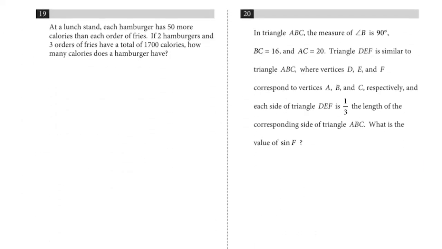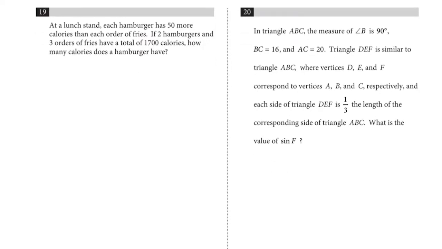Moving on to question 19. At a lunch stand, each hamburger has 50 more calories than each order of fries. If 2 hamburgers and 3 orders of fries have a total of 1,700 calories, how many calories does a hamburger have? All right. So if each hamburger has 50 more calories than each order of fries, that means h equals 50 plus f. And if 2 hamburgers and 3 orders of fries have a total of 1,700, how many calories does each hamburger have?